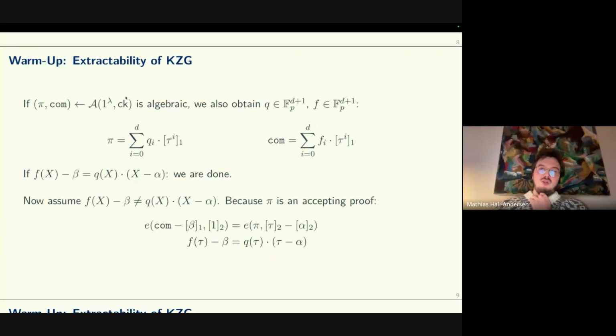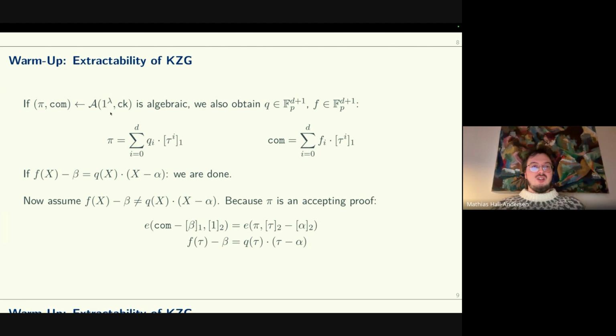Okay, so as a warm-up towards the much more complicated argument that we're going to have later, let's look at how you prove that KZG is extractable. So suppose we have some adversary. Oh, this should actually have an alpha and beta here. So you have some adversary that takes a commitment key and produces a commitment and an opening proof, along with alpha and beta.